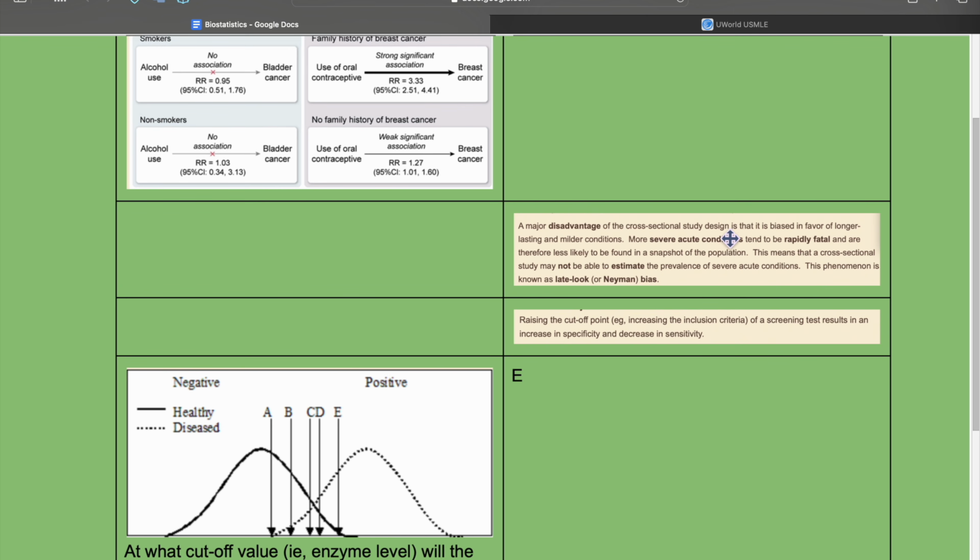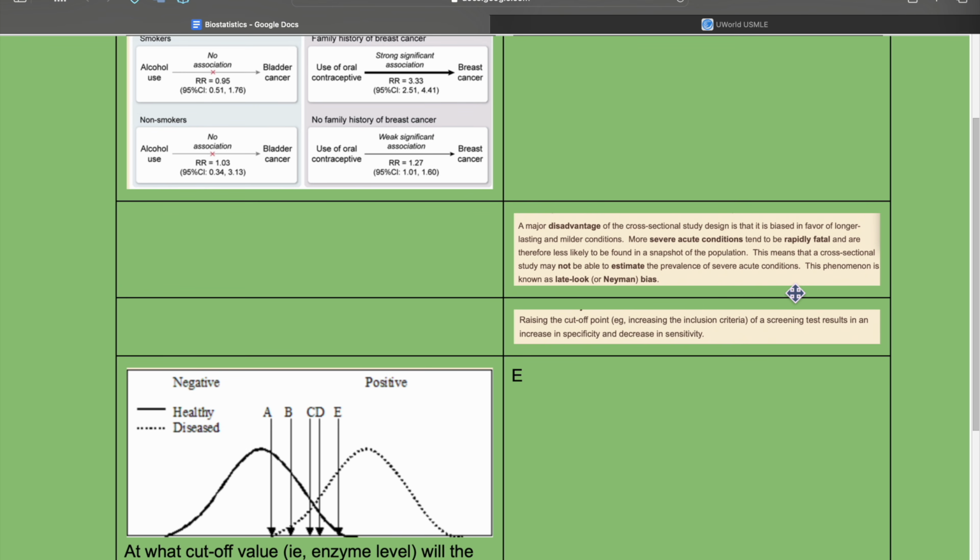A major disadvantage of the cross-sectional study design is that it is biased in favor of longer lasting and milder conditions. More severe acute conditions tend to be rapidly fatal and are therefore less likely to be found in a snapshot of the population. This means that a cross-sectional study may not be able to estimate the prevalence of severe acute conditions. This phenomenon is known as late look or Neyman bias.